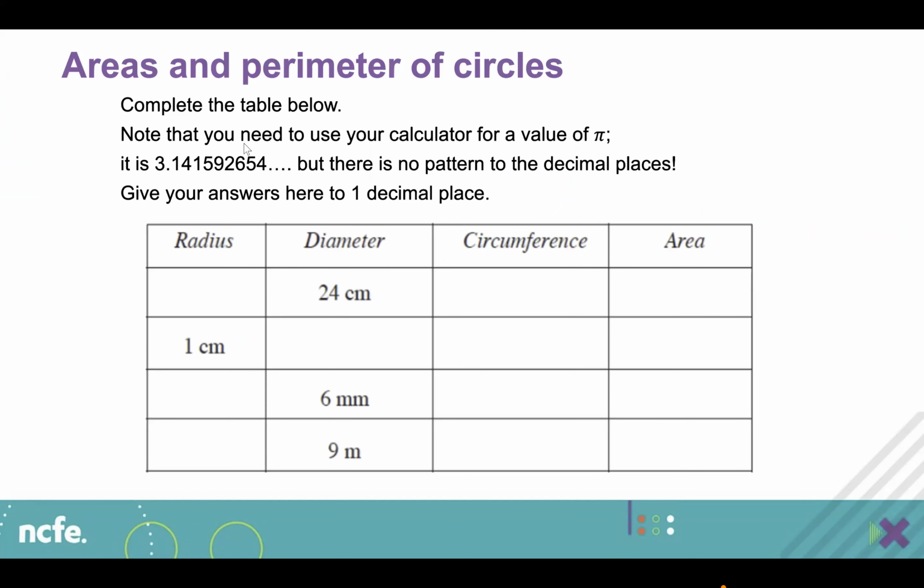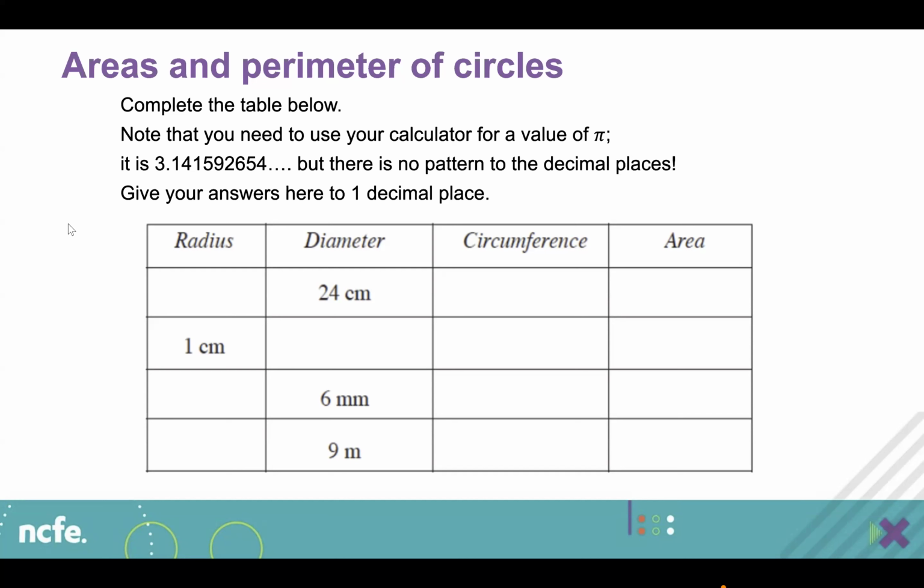So there you go, that's the result for pi. Obviously, I was doing that to two decimal places. To complete the table, you need to use your calculator for the value of pi. It is 3.141592654, but there is no pattern to the decimal places. Give your answer here to one decimal place.